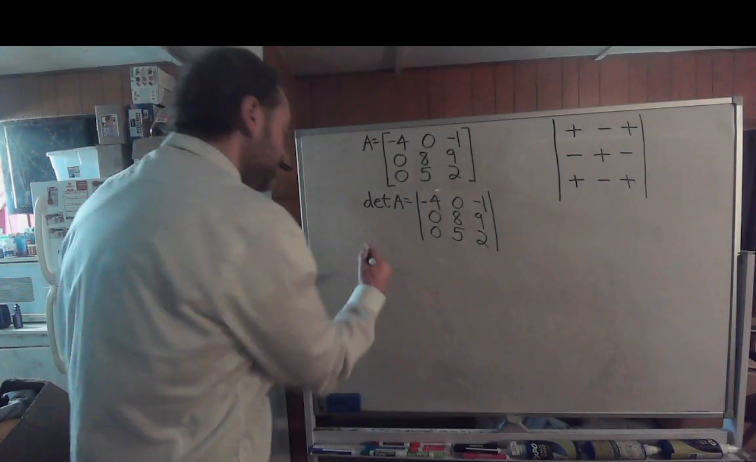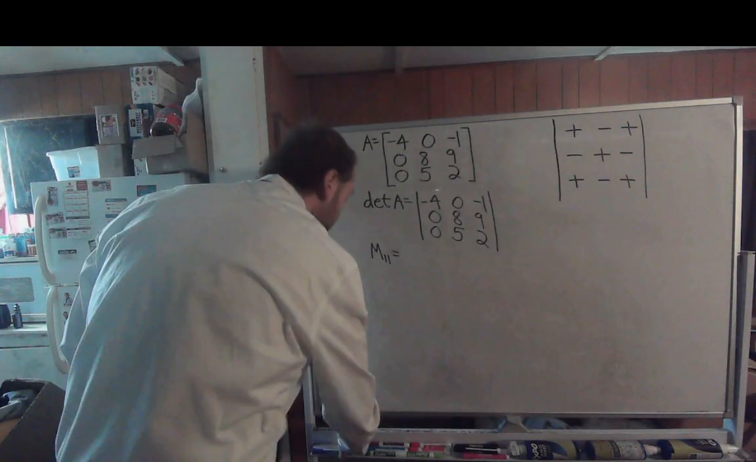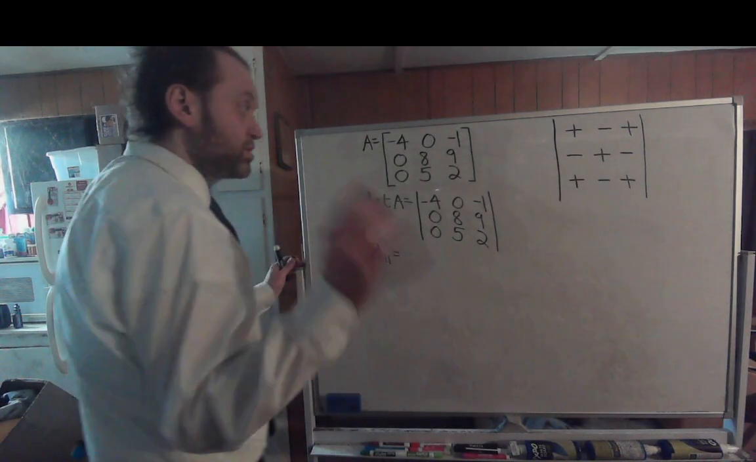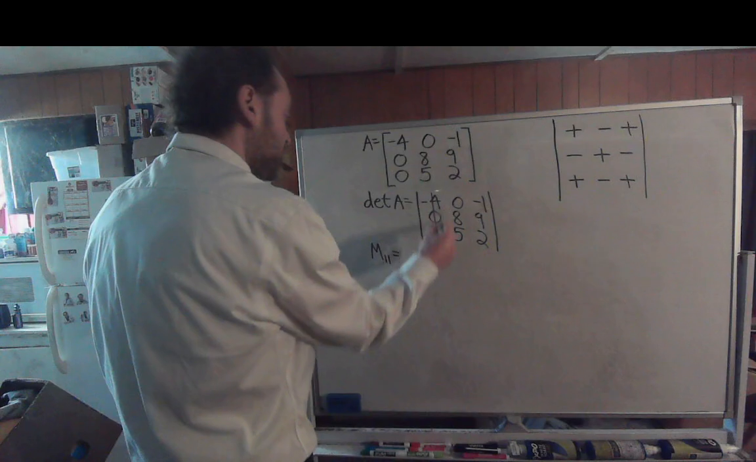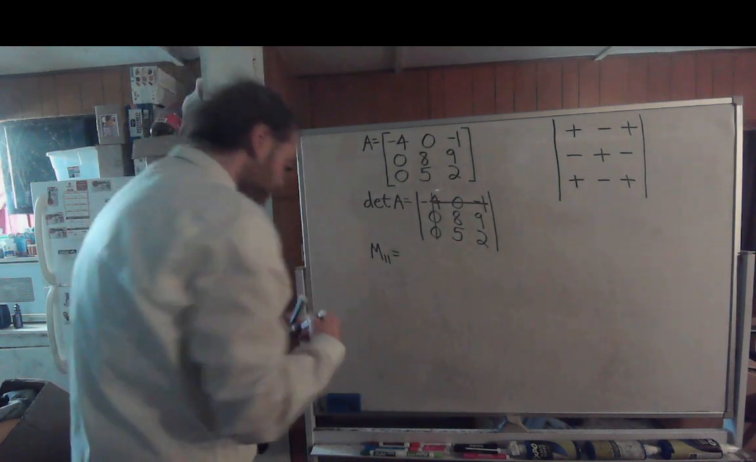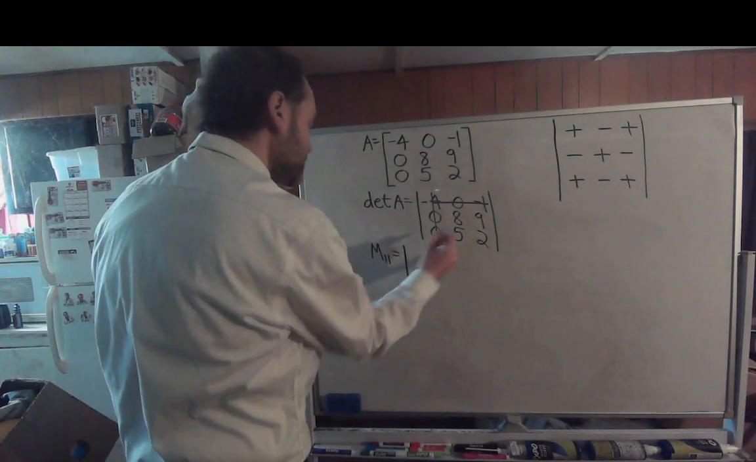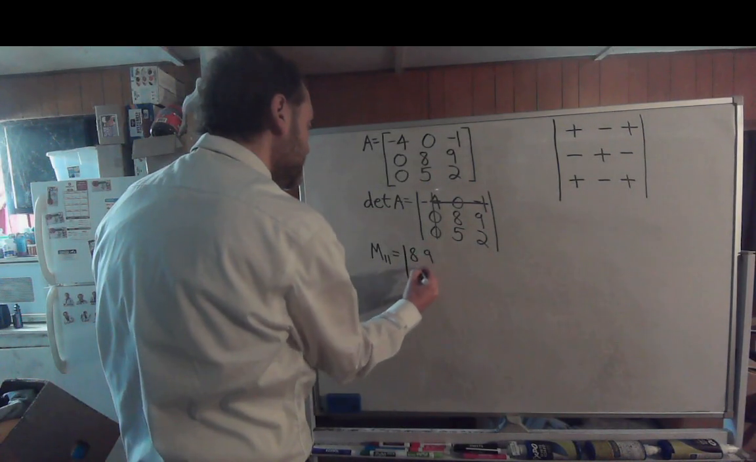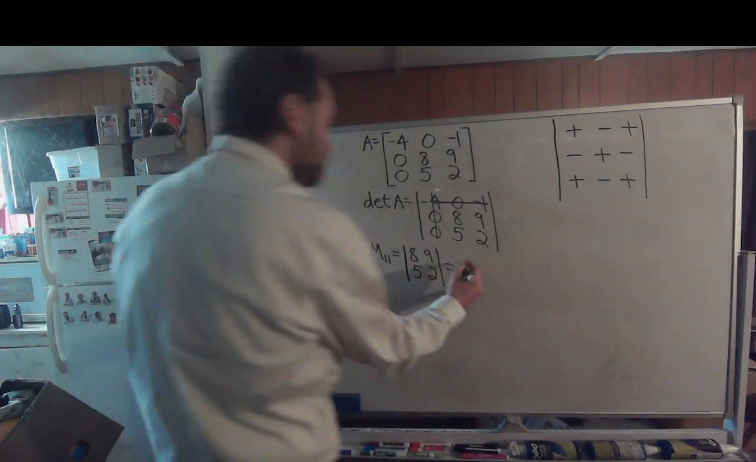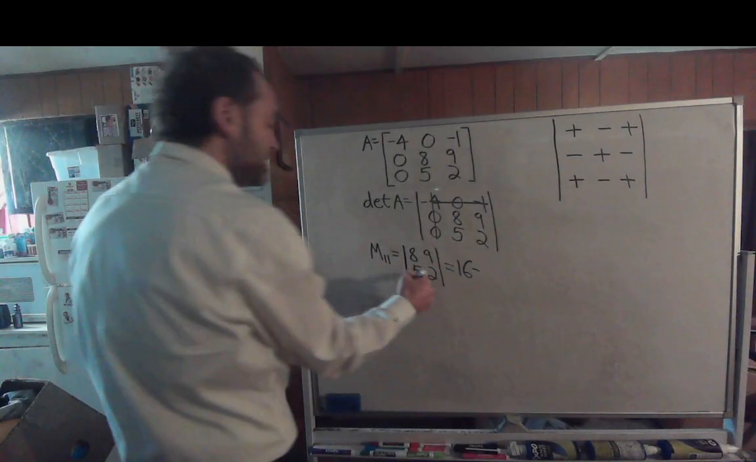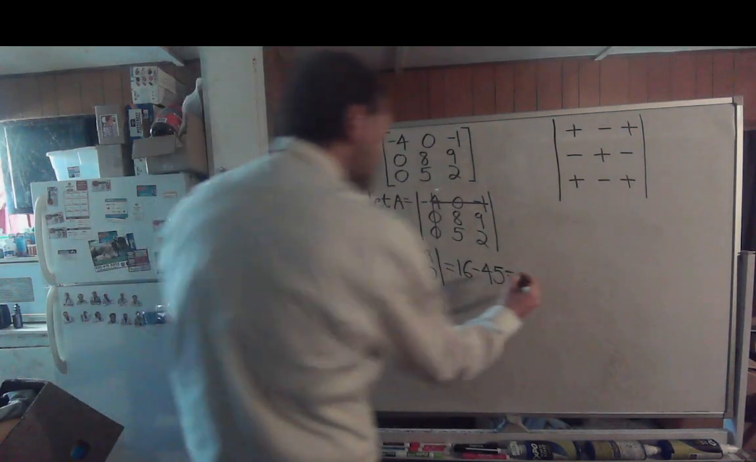Okay. So define minor 1, 1, we're just going to take where that negative 4 is. We're not going to multiply by it yet. But we're going to take where it is. We're going to strike out the column and the row that it's in. Minor 1, 1 will simply be the determinant of what's left, which would be the determinant of 8, 9, 5, and 2, which would be 8 times 2, which is 16, minus 9 times 5, which is 45, which would end up giving you negative 29.